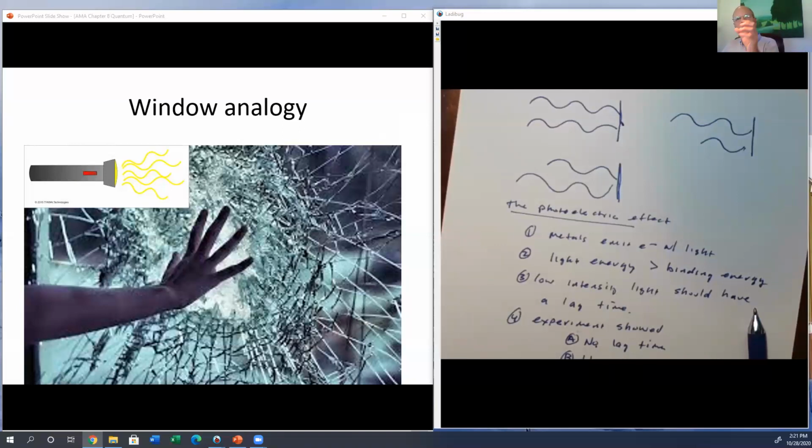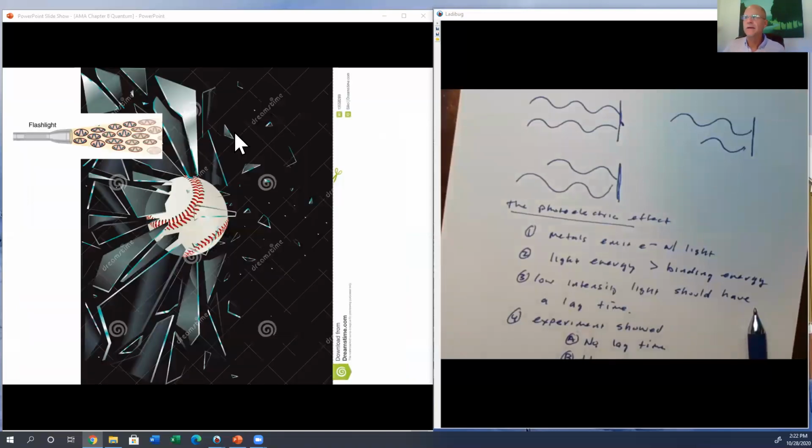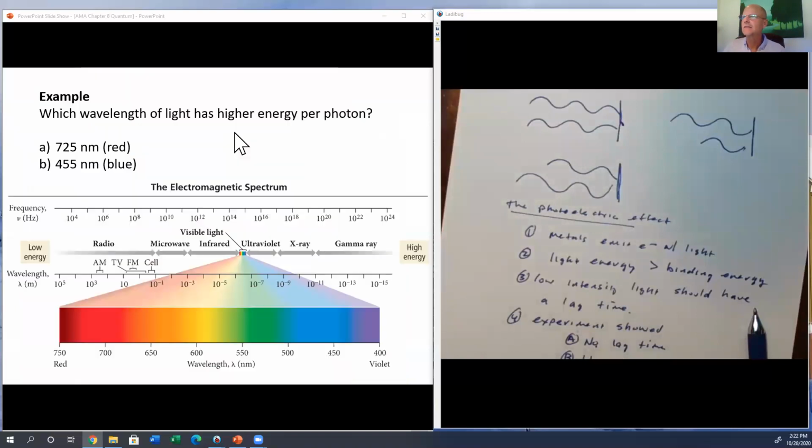So it's the same idea. At high frequency, a single photon has enough energy to dislodge the electron. At low frequency, it doesn't. So that's why you got that threshold frequency. Does that make sense? All right, very good. Here's my baseball, breaking the glass.